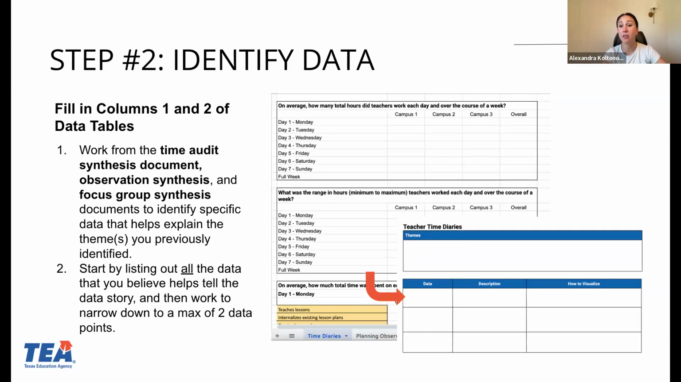After you've identified three themes, then you are going to identify actual data that support those themes. So really thinking about what emphasizes those themes that you identified, working from the actual data. So there's the time audit synthesis document, the observation synthesis document, and the focus group synthesis document. Identify specific data that helps to explain those themes you previously identified.